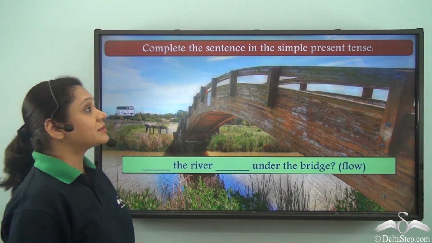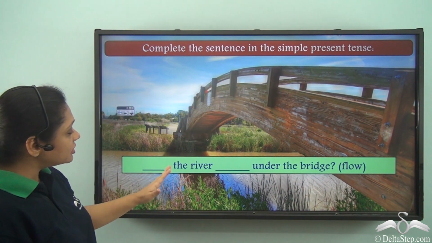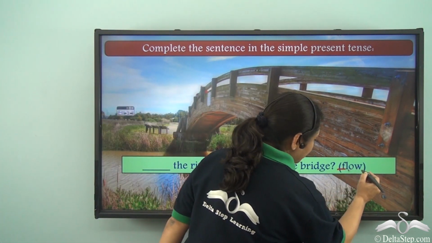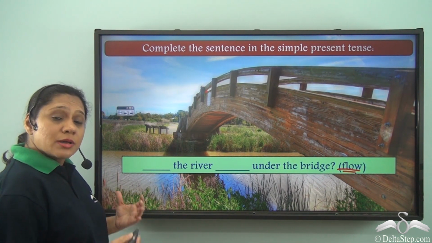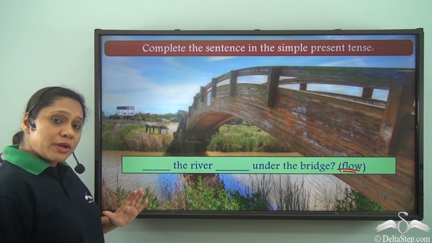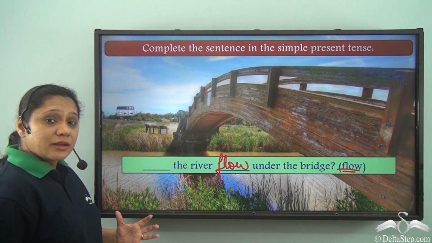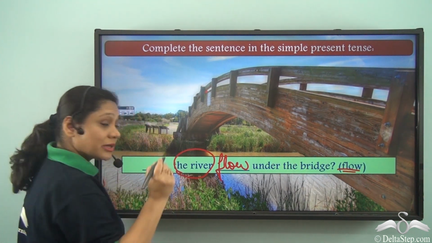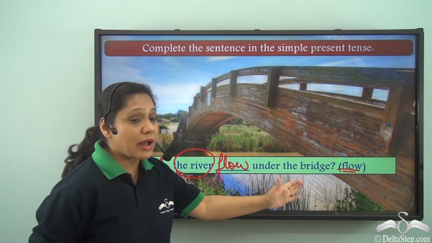Now let us do this exercise. Complete the sentence in the simple present tense. Dash the river, dash under the bridge. And the verb given to us is flow. Now we know that we use an auxiliary verb to show us the tense and the main verb stays in its base form. So here we will use the verb in its base form and we will use an appropriate form of the do verb for a singular subject, the river. So it will be, does the river flow under the bridge?